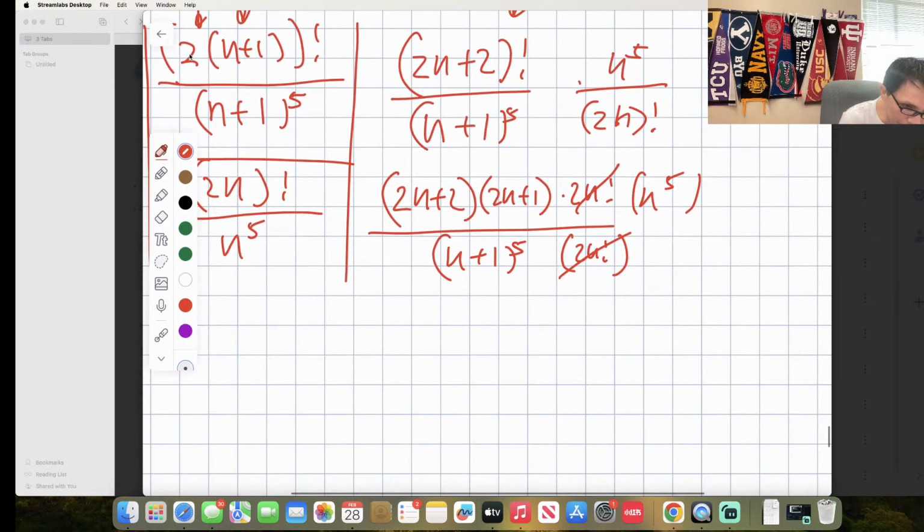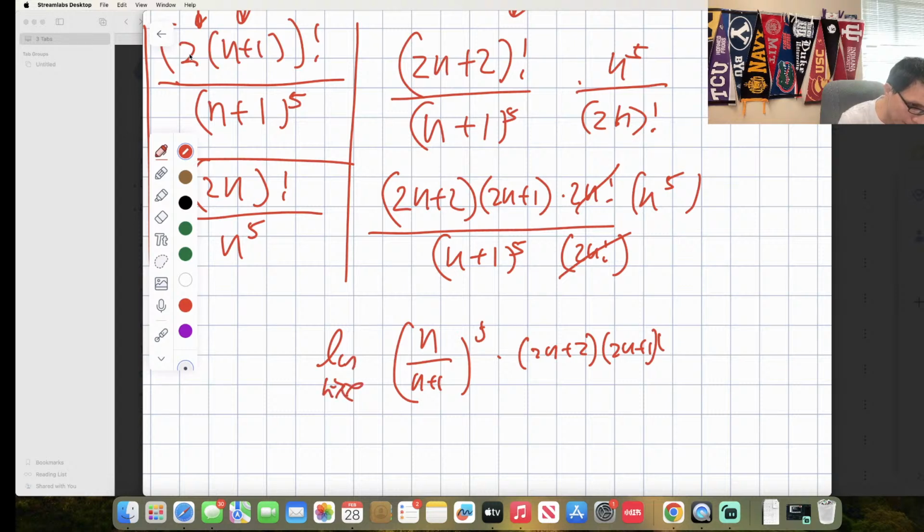Okay, so this one is going to be n over n plus 1 to the 5th power times 2n plus 2 times 2n plus 1. And in this case, when the limit as n approaches infinity, it is going to be infinity, which is greater than 1, sorry. So long as it's greater than 1, it diverges. Are we okay here?